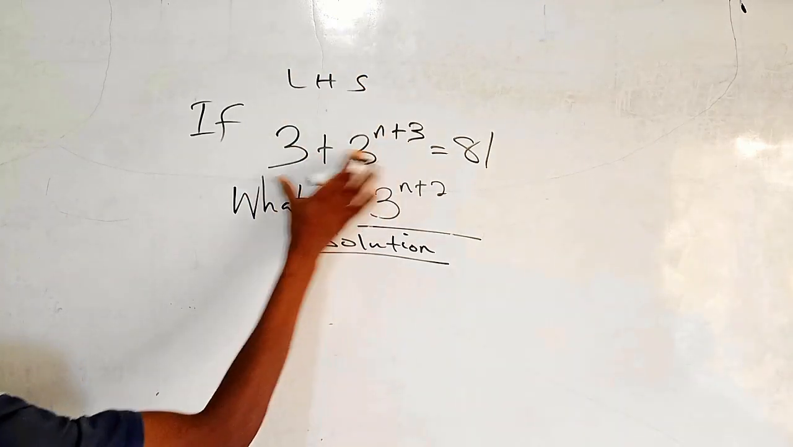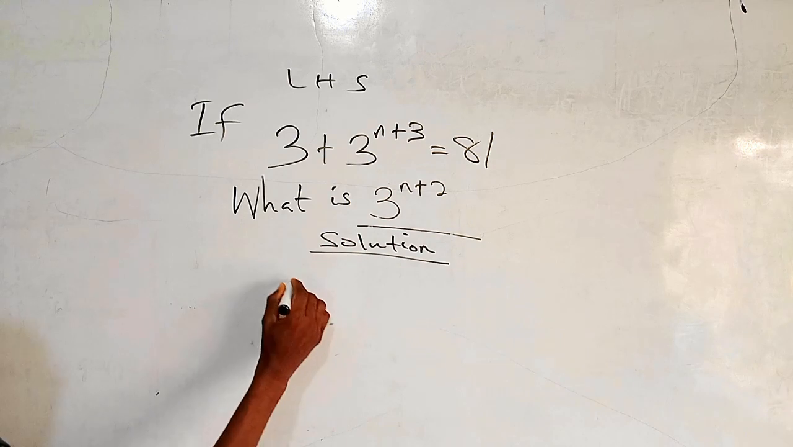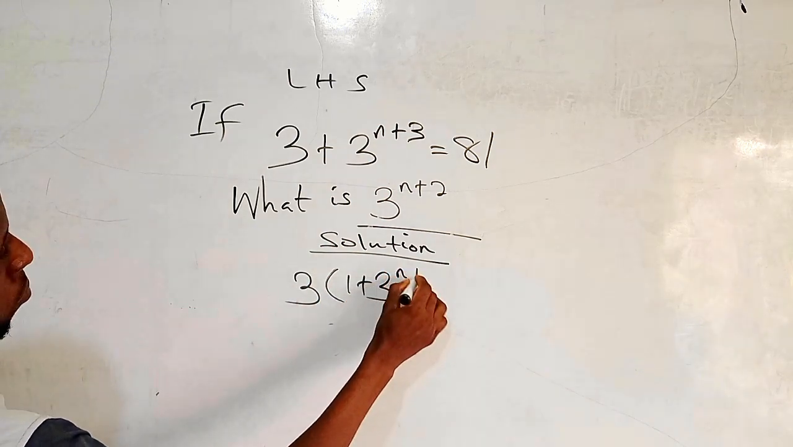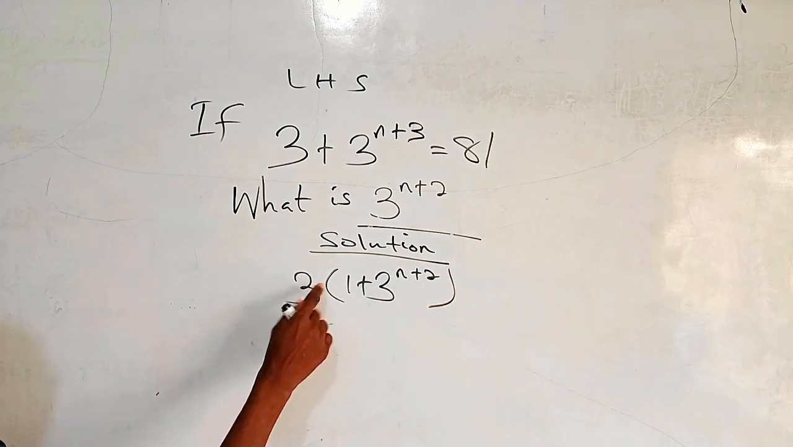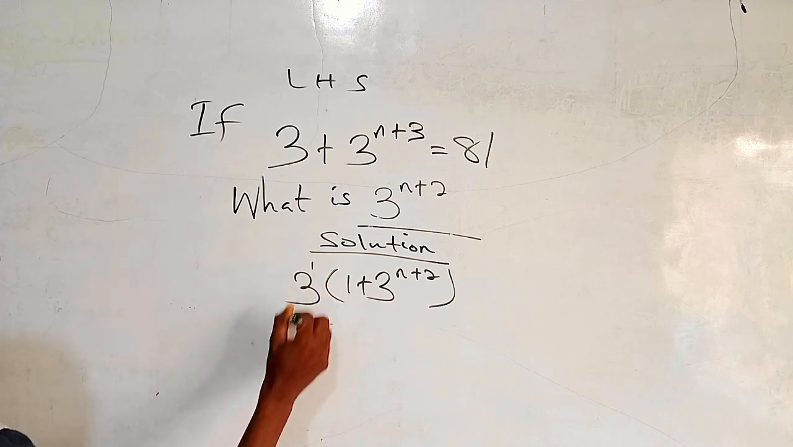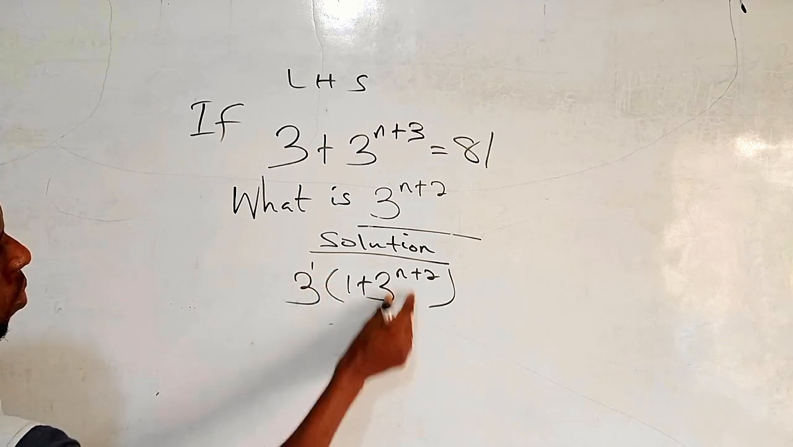side of the equation, we can factor the base by saying 3 into 1 plus 3 raised to the power n plus 2, okay? Because 3 times 1 is 3, so you have an invisible 1 here. When you multiply this with this, you have this.